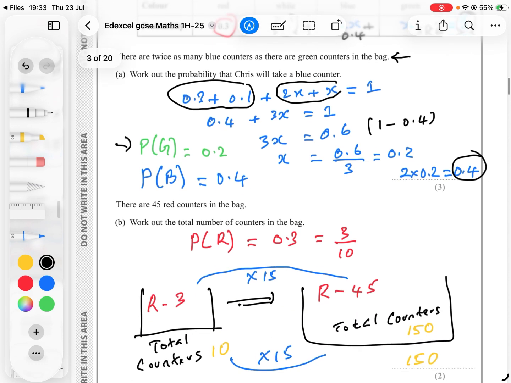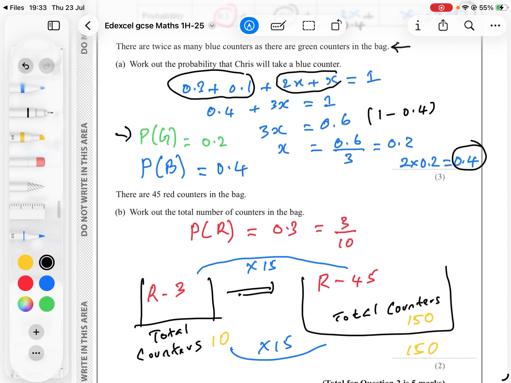Next, part B. There are 45 red counters in the bag. Work out the total number of counters in the bag. First of all, we know that the probability of red, 0.3, can be written as 3 over 10 as a fraction. So what does that mean? That means when the total count is 10, out of 10, 3 are red counters. But they say there are 45 red counters.